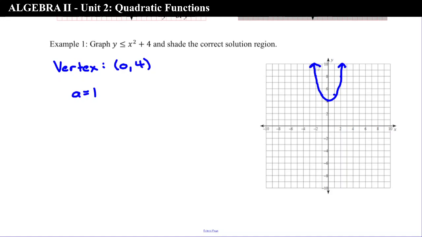Now, the last thing to do is to figure out where we're going to be shading. Well, our shading is going to occur below the graph because we have less than. So everything below the graph will be shaded.